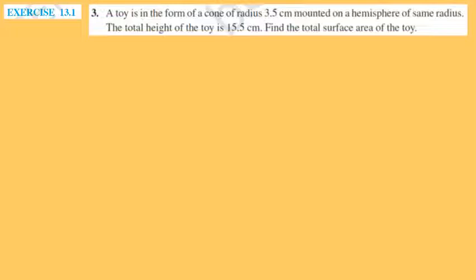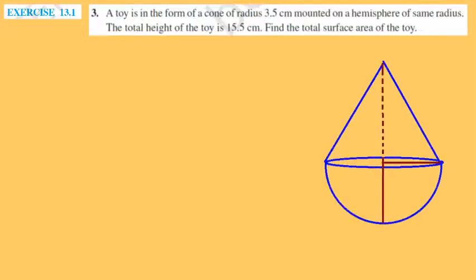A toy is in the form of a cone of radius 3.5 cm mounted on a hemisphere of the same radius. The total height of the toy is 15.5 cm. Find the total surface area of the toy. So it's made up of a cone and a hemisphere. Let us see the figure. You can see that there is a hemisphere and on the top, a cone is mounted on the hemisphere. And the total height of the toy and the radius are given.